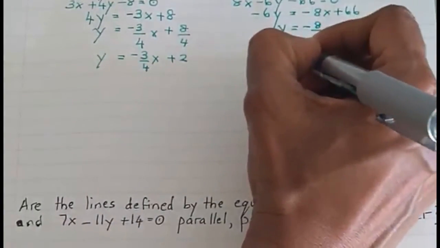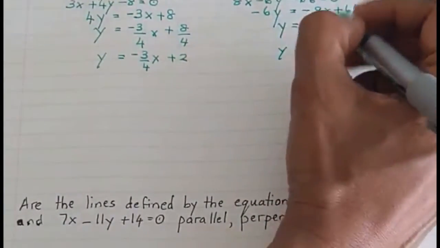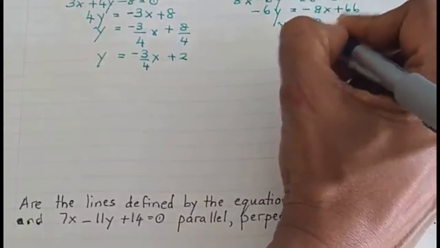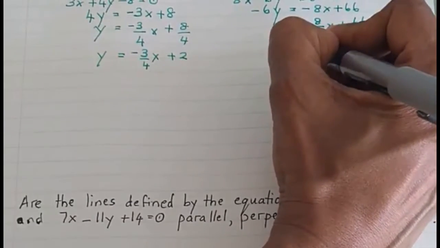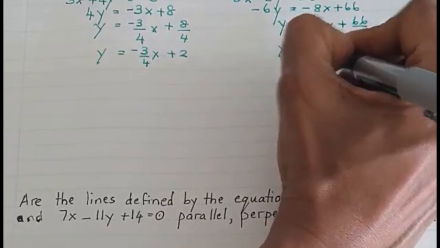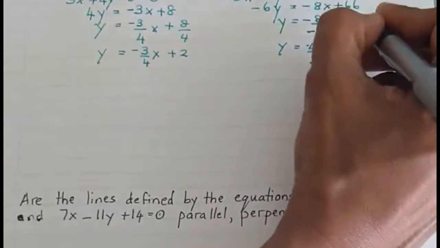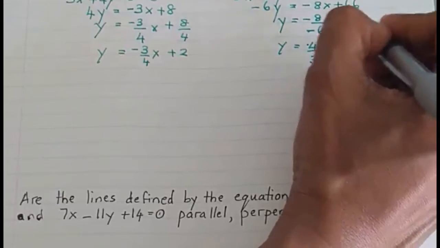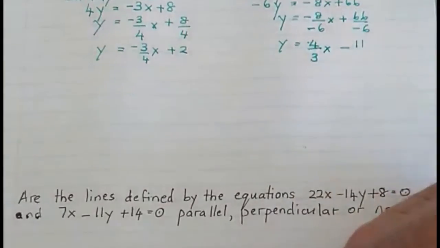Let's see what I get when I simplify. So I'm just going to write it in simplest form. So I'm going to simplify that. So it's 4 over 3 x. And in here, that's going to be negative because I have one of the numbers as a negative number. So that's going to be negative 11.